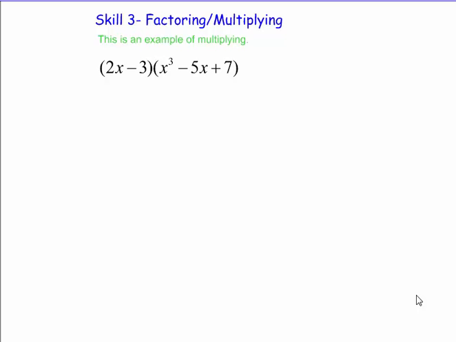This is the third example of skill 3, factoring and multiplying. However, it's the first time we ask you to multiply, and you know it's multiplied because these two factors are shoved together, and that means to multiply them. There's not an addition or a subtraction sign in there.